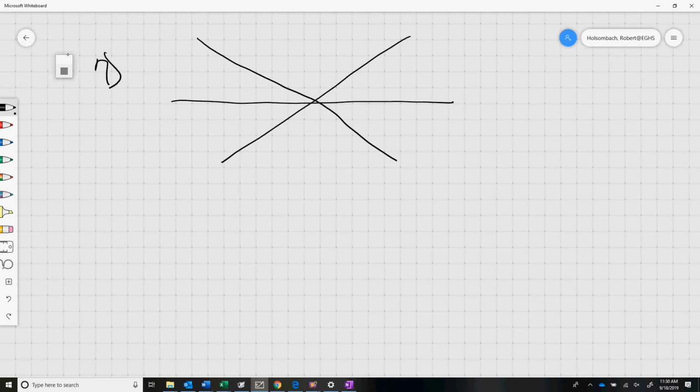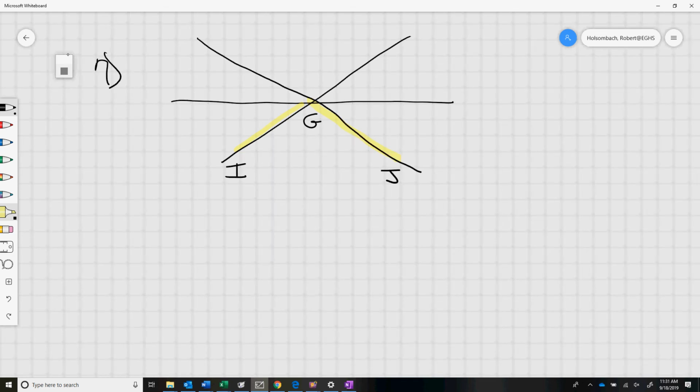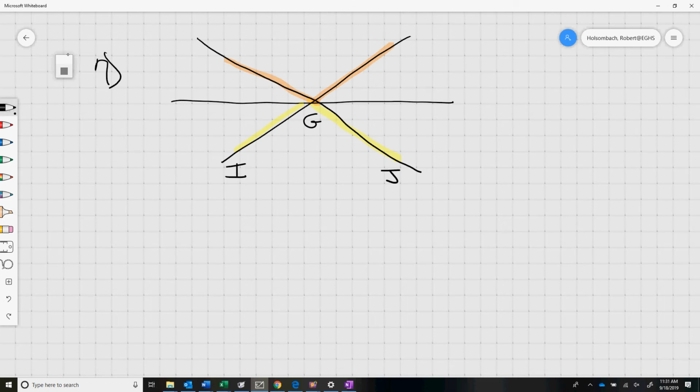Name an angle vertical to JGI. So this is J, this is G, and this is I. So you've got this angle right here. You need an angle vertical to it. An angle vertical to JGI would be, in this case, right on top of it. It's the other angle formed by those same two lines. And that would be DGE. Alright?